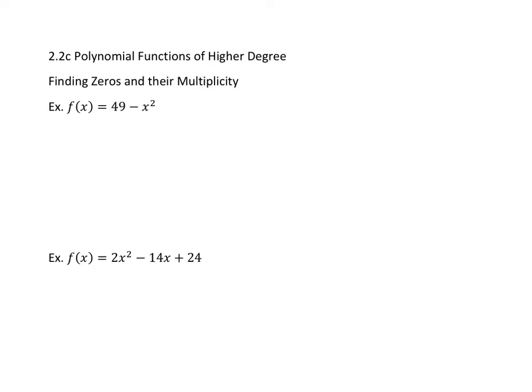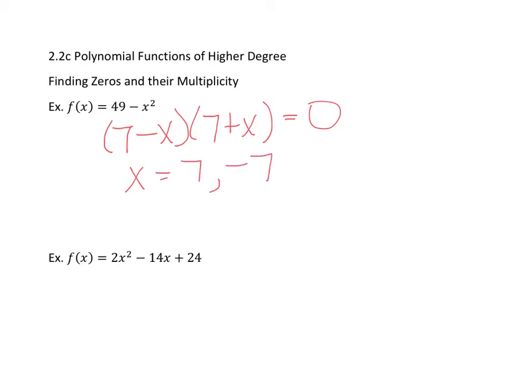Okay, continuing with finding zeros. This time we're going to talk about multiplicity and what that means. If I take this first example and I factor it like normal, this is a difference of squares, and it's going to factor into 7 minus x, 7 plus x, which means when I set these equal to 0, I get x equals, that one's going to be positive 7 and the other one negative 7.